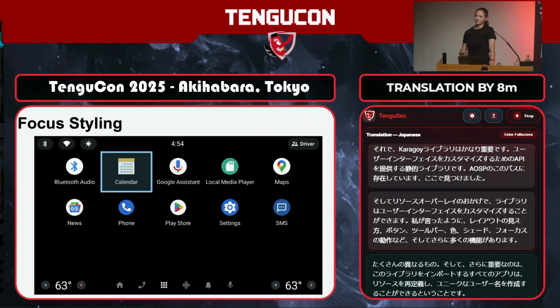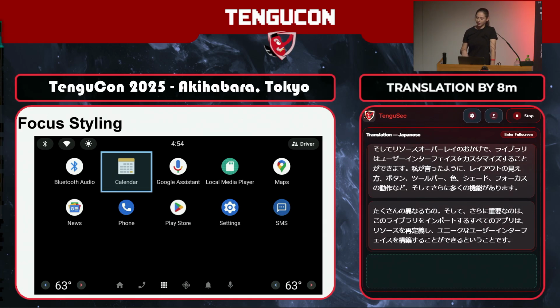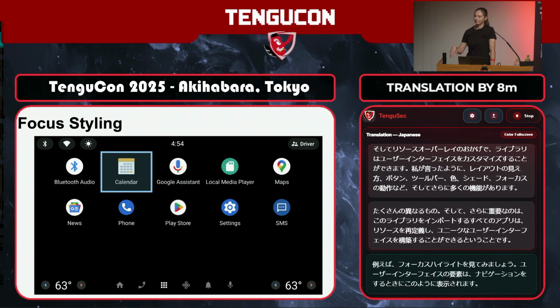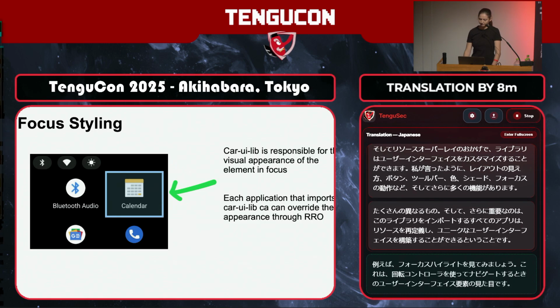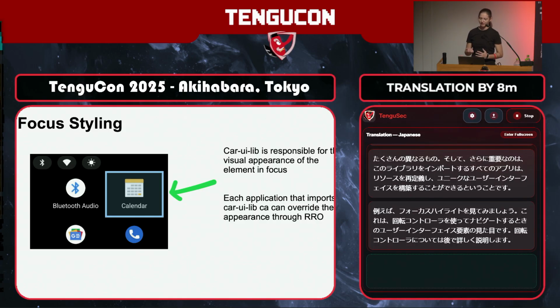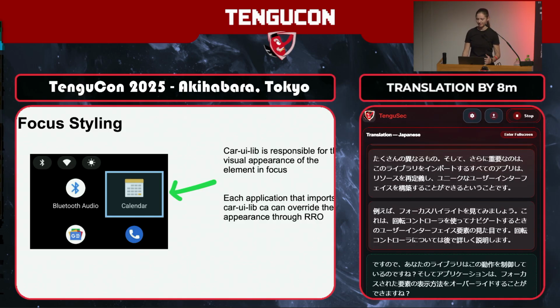For example, let's take focus highlights. This is how user interface elements look when you navigate through them using a rotary controller. We'll talk about the rotary controller a bit later. The Car-UI library controls this behavior, and applications can override how focused elements look. And this was the vulnerable part of the library.